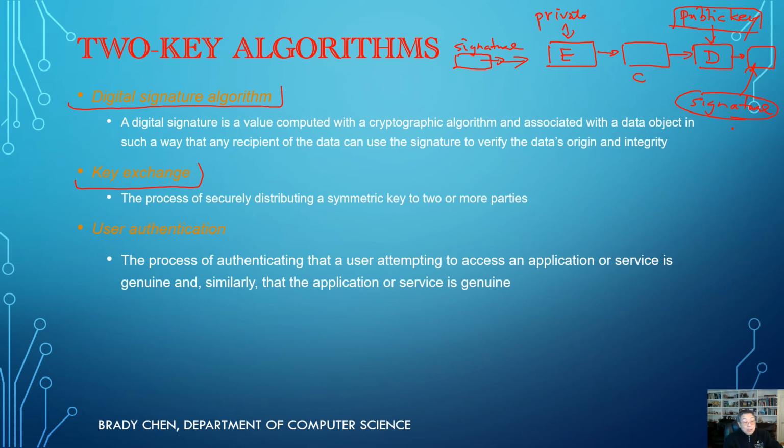In general, any two key algorithm is very slow and not very efficient, but it's very secure. But a single key algorithm is very fast. That's the reason why we combine these two algorithms: use the two key algorithm to exchange the key for the single key algorithm.